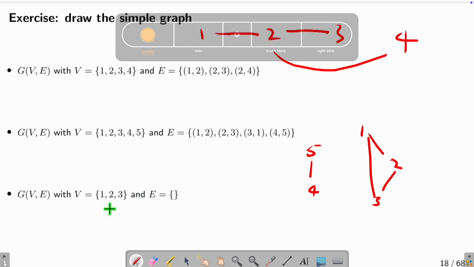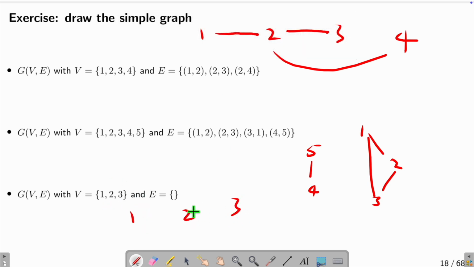Okay. Lastly, this one. I have 1, 2, 3. H that is null, nothing, done. This is a null graph. Of course, to make it better, you should always draw circles, but okay, lazy.